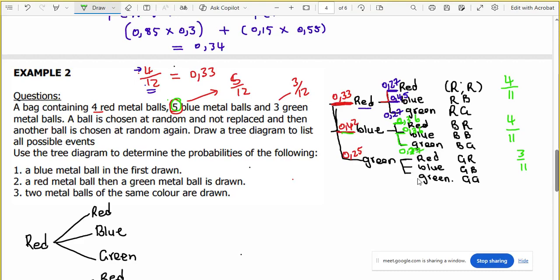Right. We need to do the same for these guys. Yes. Okay, so just to save time, for green, if the first pick was green, how many green are left? There's 2 over 11. So this will be 2 over 11, which is 0.18. And then for blue, the probability of blue will be 0.45. And the probability of red, let me write it here, it will be 0.36.